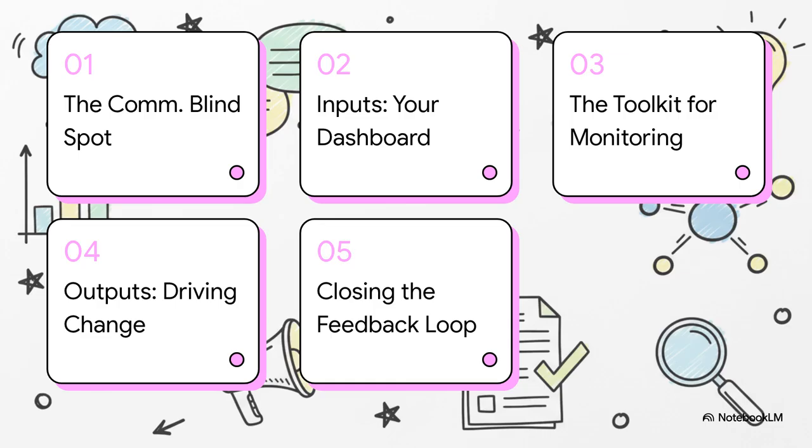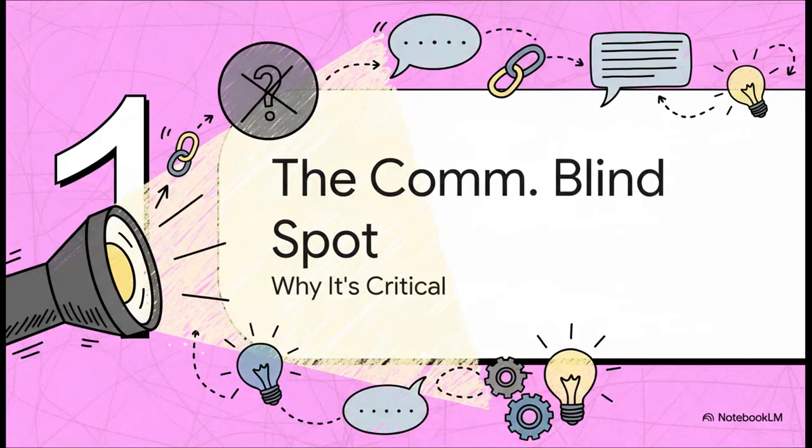So, here's our game plan. We're going to break this down into 5 key parts. First, we'll talk about the problem, what I call the communication blind spot. Then, we'll look at the inputs you need, kind of like your dashboard. We'll cover the tools you'll use, and then the crucial outputs that create real change. And finally, we'll tie it all together, closing that all-important feedback loop. Okay, so let's jump right into section 1.